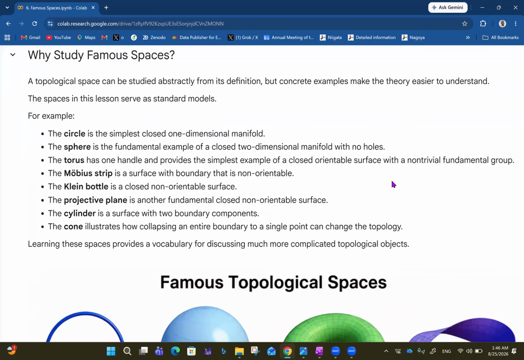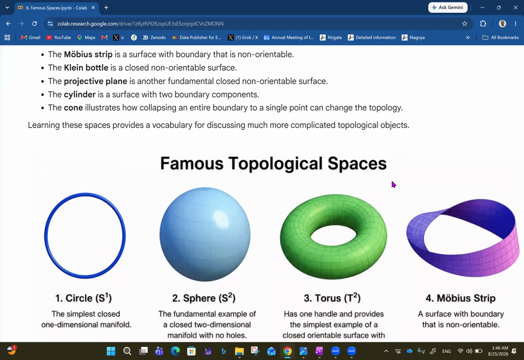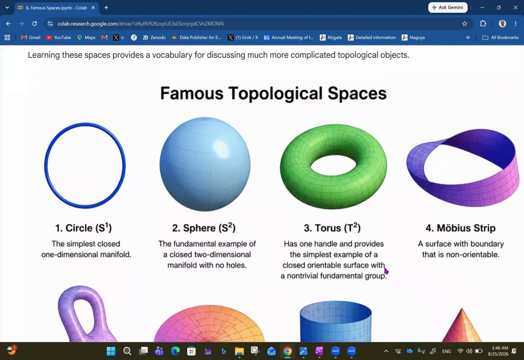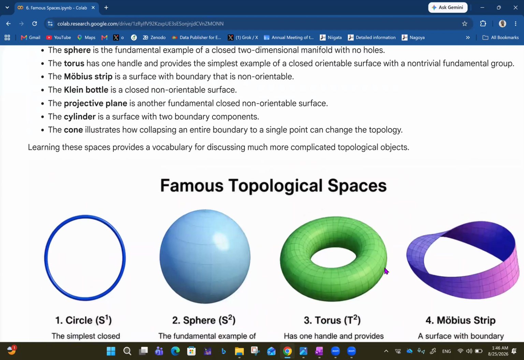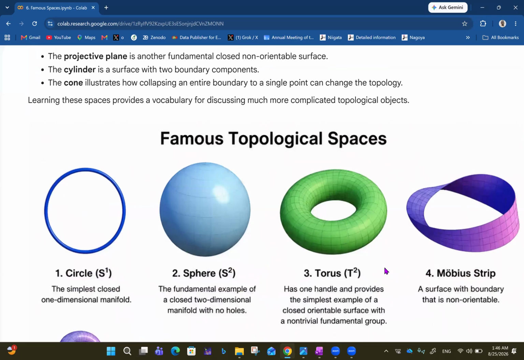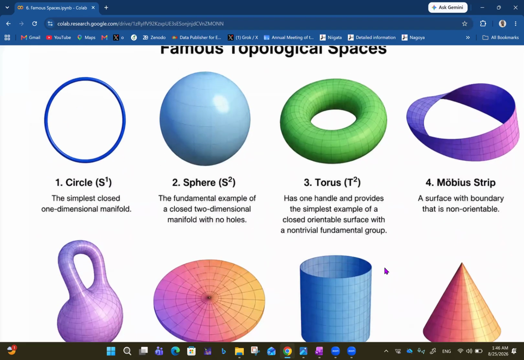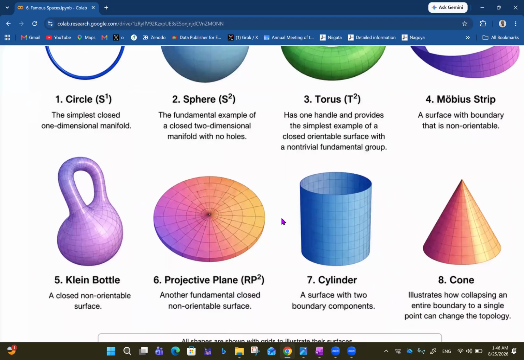Then you have the cylinder, which is a surface with two boundary components. So you have a surface with two boundary components: the circle up here and the circle down here. Those are the boundaries. Then you have the cone, which illustrates how collapsing an entire boundary to a single point can change the topology. So the cone is just like the cylinder, except that the top has been collapsed into itself.